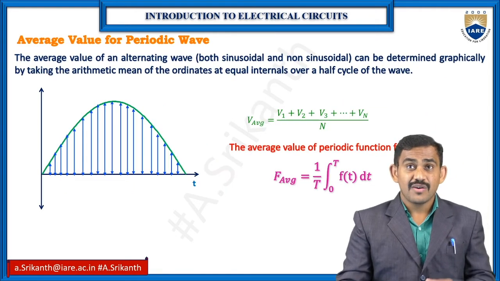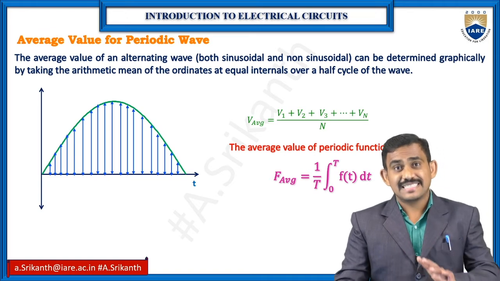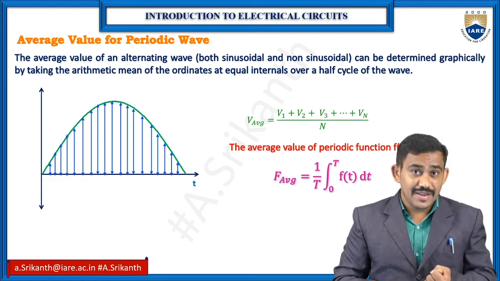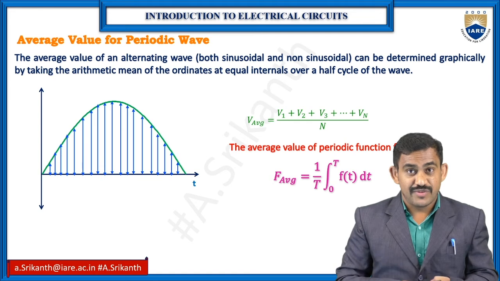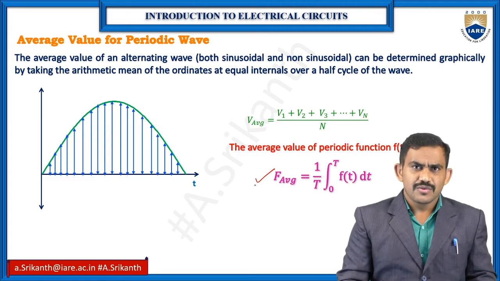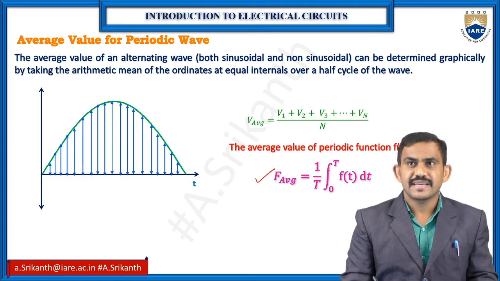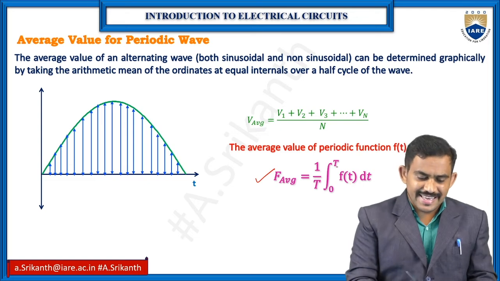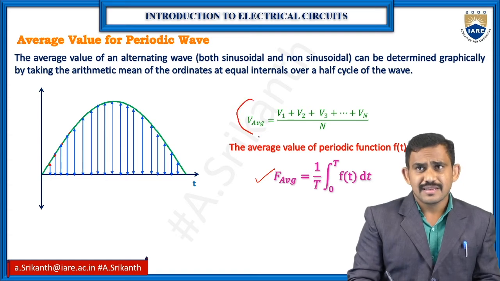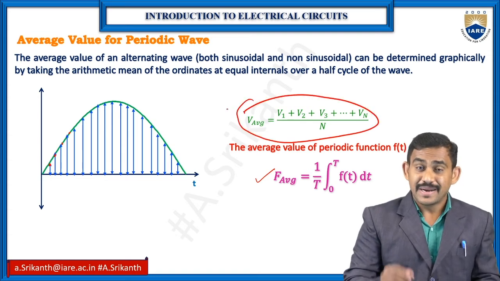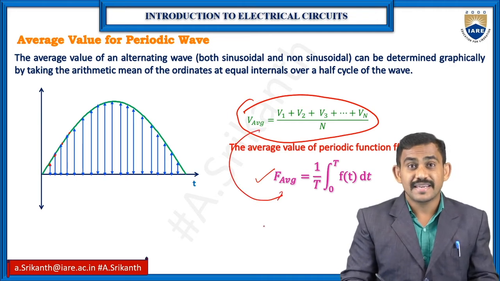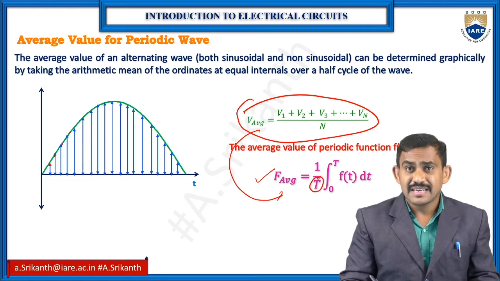And next one, we have average value. We have different periodic waves, and for each periodic wave we need to find out the average value, RMS value, form factor, and peak factor. For that, we have formulas. You can use the formulas and get the values. For average, the formula is 1 by T integral 0 to T of f of t dt. This is the formula for average in general, but for a periodic wave we have 1 by T integral over the time period, where this T is your time period.